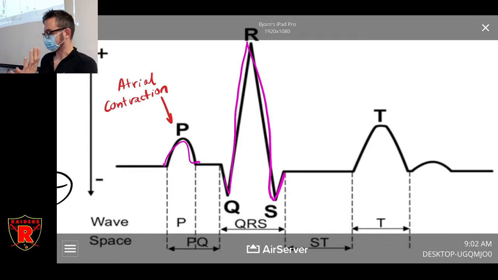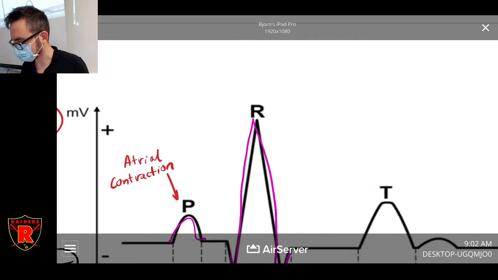The apex is the tip. That's just like the point at the bottom of the heart. Do you remember what those two chambers are called? The big ones that do all the pumping? Ventricles. Okay, so this is the contraction of the ventricles right here.